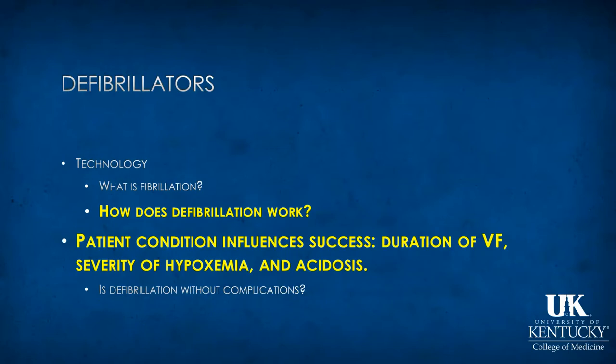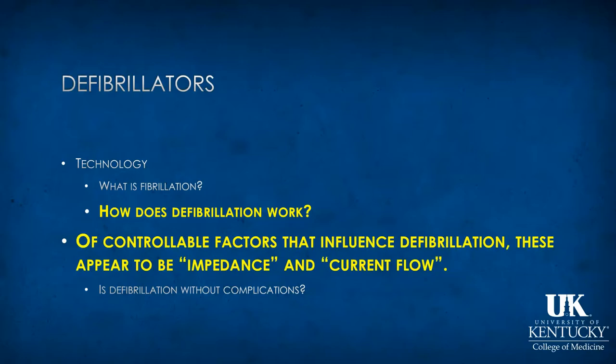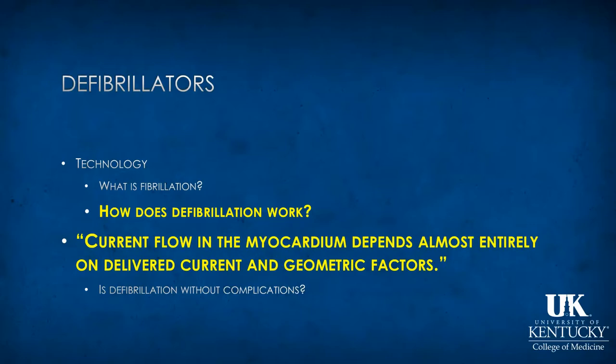In your studies, you'll review that there are many factors which influence the success of defibrillation, and the duration of ventricular fibrillation, the severity of hypoxemia, and acidosis all have an effect on the success. Of the controllable factors that influence defibrillation, these appear to be impedance and current flow. Controllable insofar as this is something that is within your control, outside of the primary cause of the fibrillation.